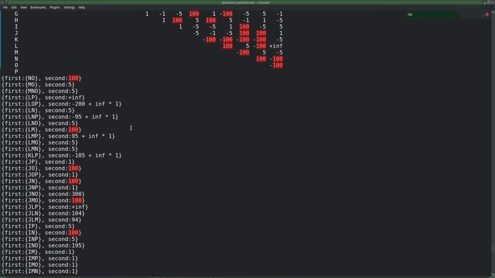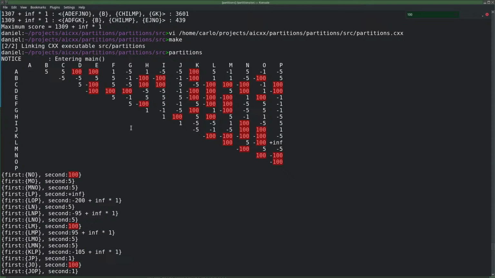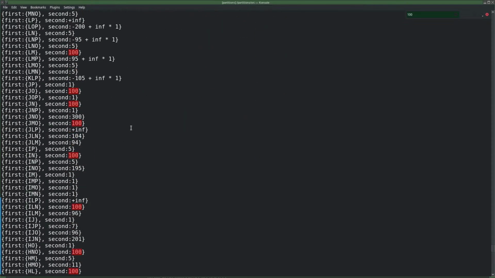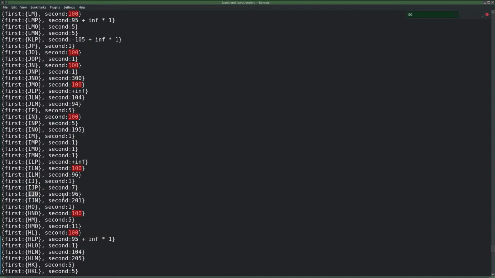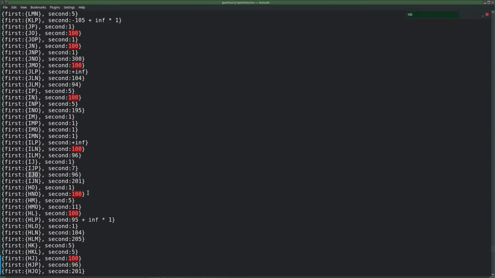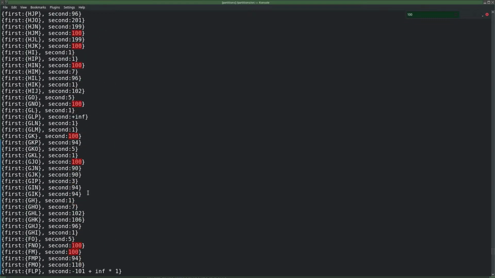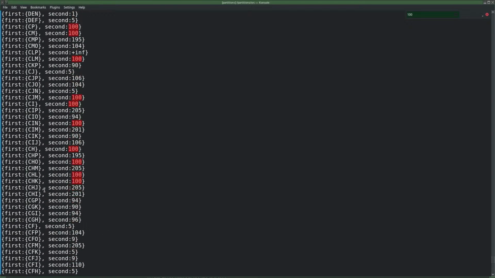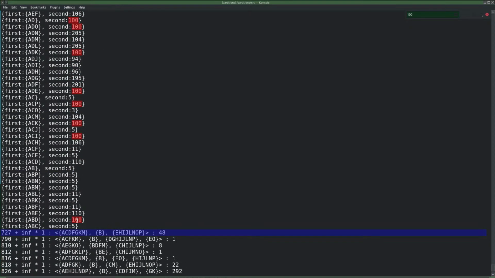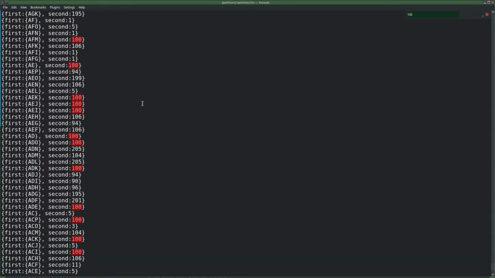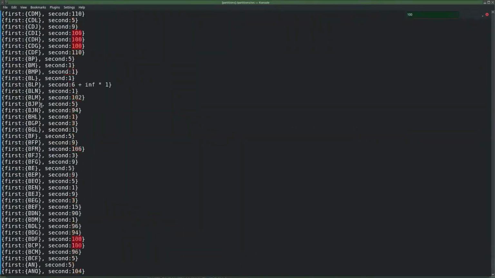So the one that was failing was IJO, I think. IJO, yeah. Now it's 69, which is what I had calculated manually. So now I can sort this by score, and then we have to find back the groups, I guess. Let's see.